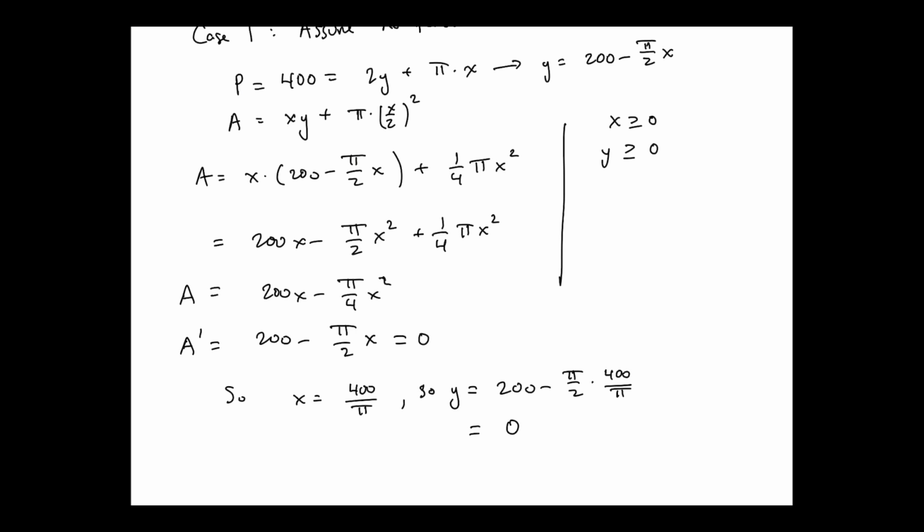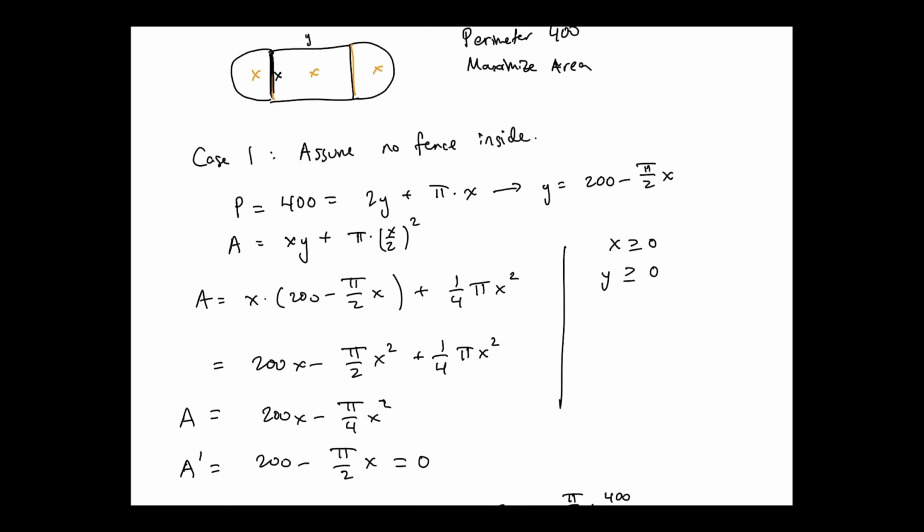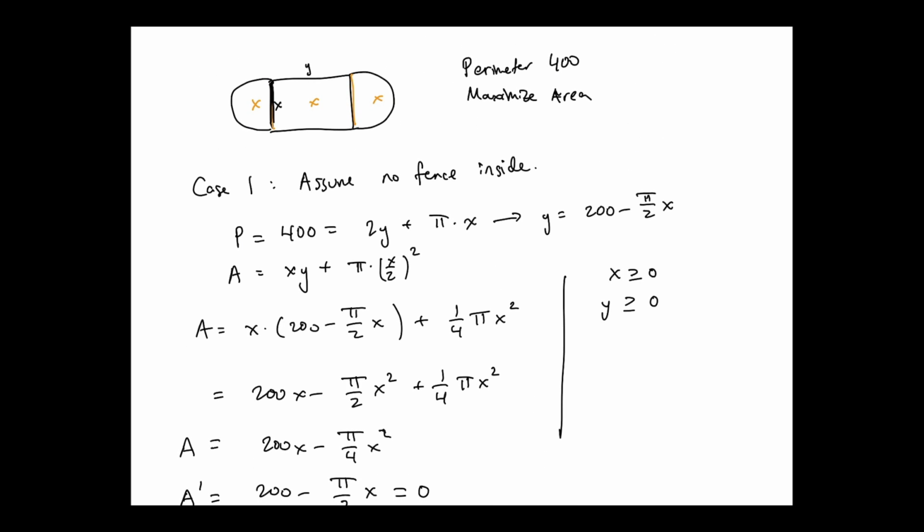Now at first you look at that and you say, wait a minute, I've definitely screwed something up because I got y equals 0. But let's go back to the picture and interpret what this would mean if y equals 0. What shape would our thing be? It would just be a circle.